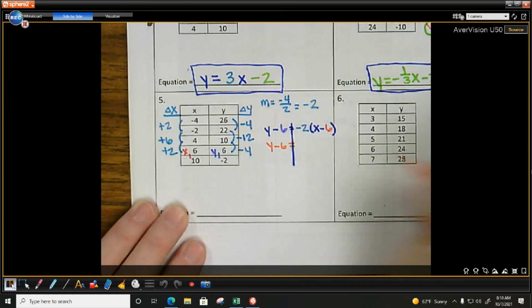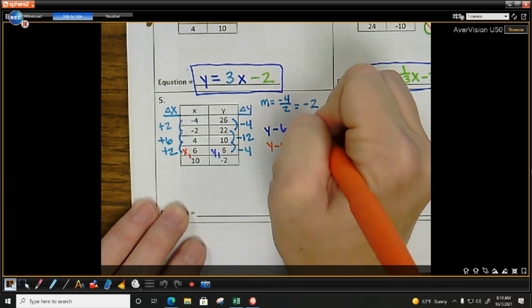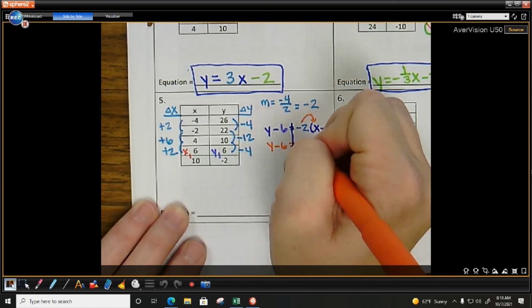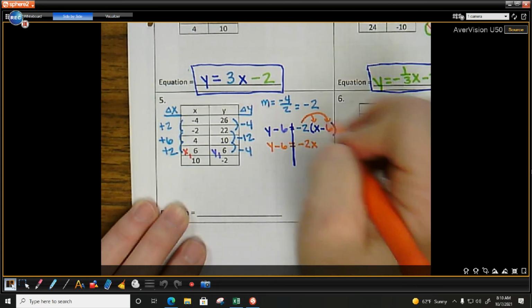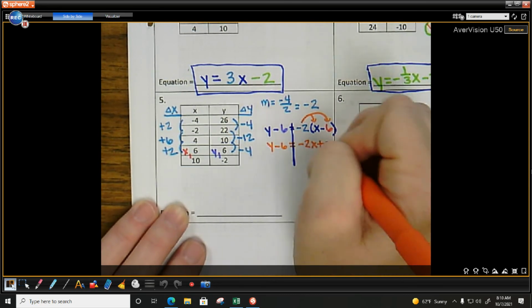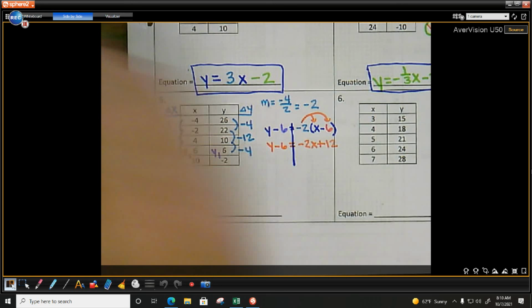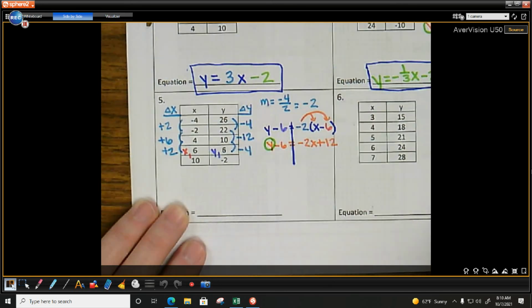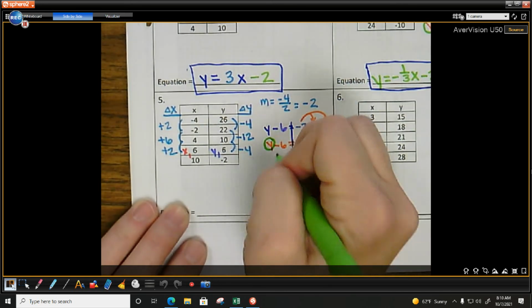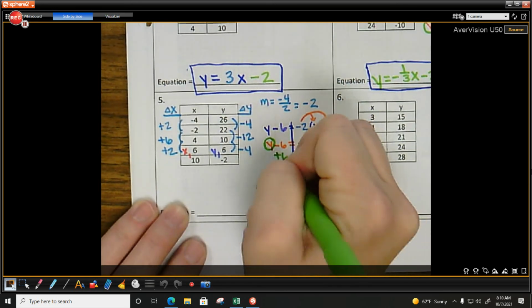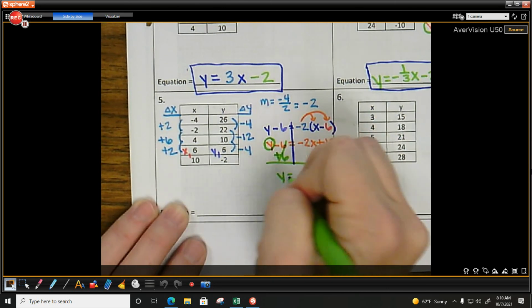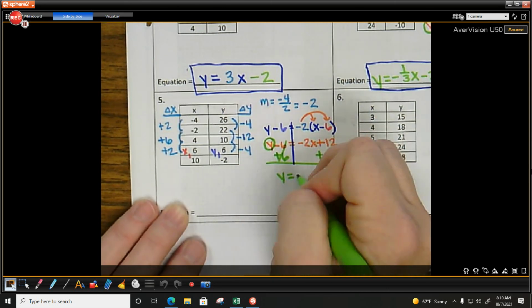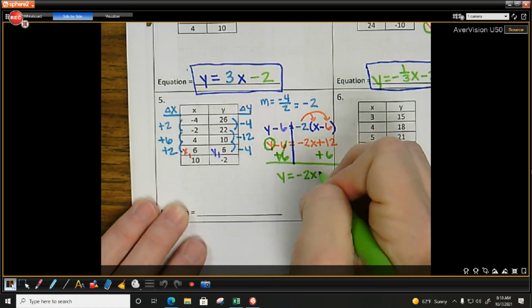What do I do on the right side? What's negative 2 times x? What's negative 2 times negative 6? Plus 12. Let's circle our y. What do I do to get y by itself? Add 6. So then I get y equals what? Negative 2x plus 18.